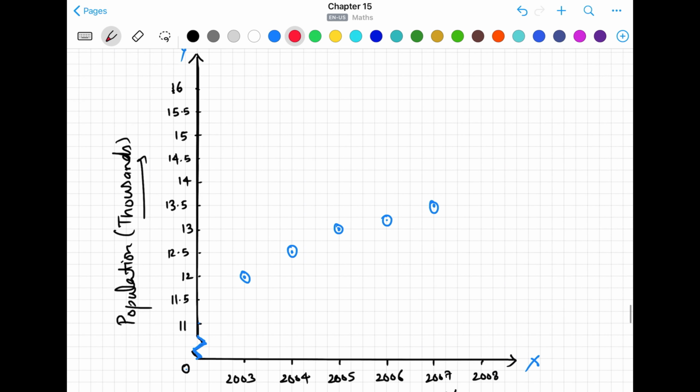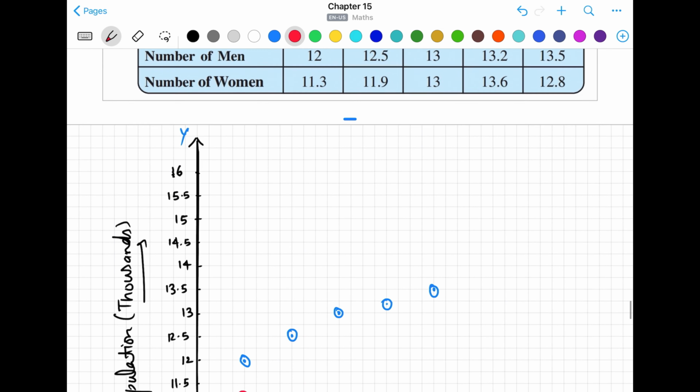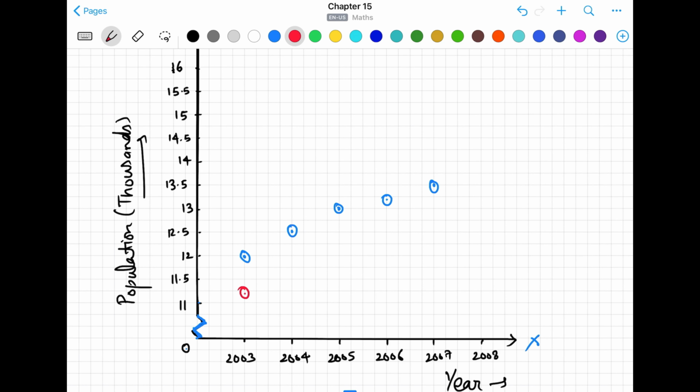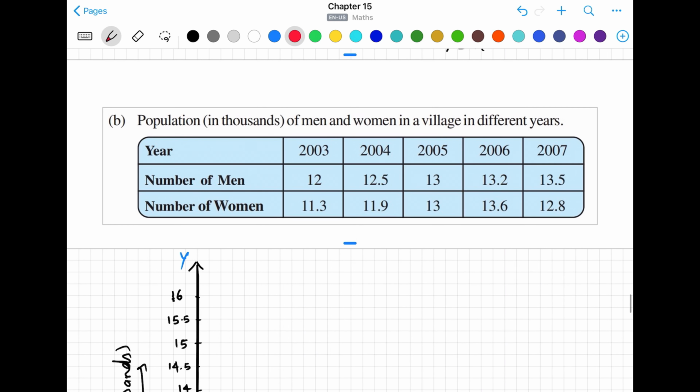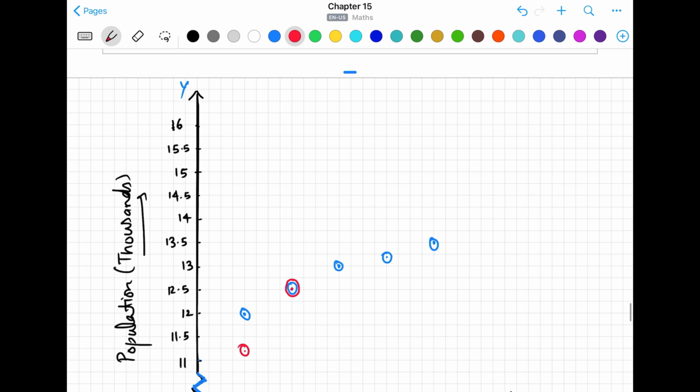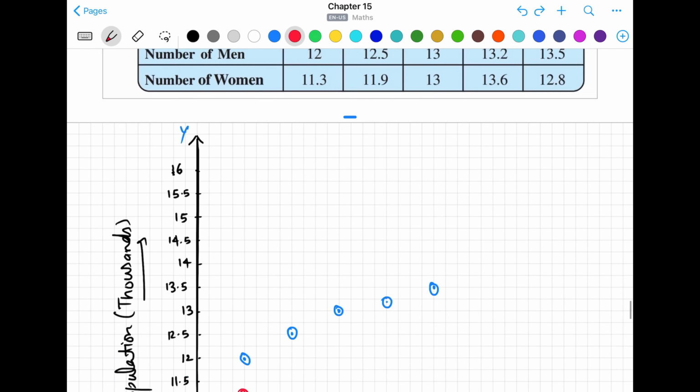Now let's do it for the women. In 2003 it is 11.3, that means between 11 and 11.5, somewhere here. Then in 2004 it becomes 12.5, which is similar to the number of, no, I think again I have marked incorrectly.